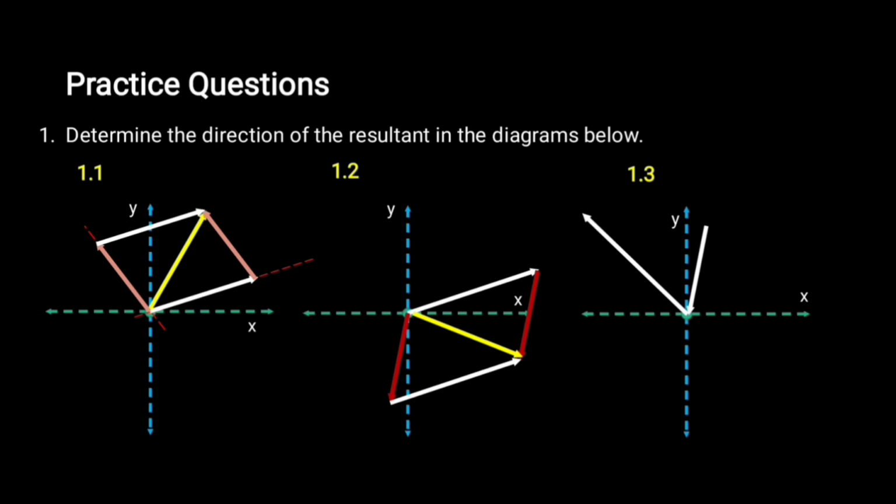In the last diagram, it seems the vectors have already been drawn head to tail. We might as well just draw in the resultant like that.